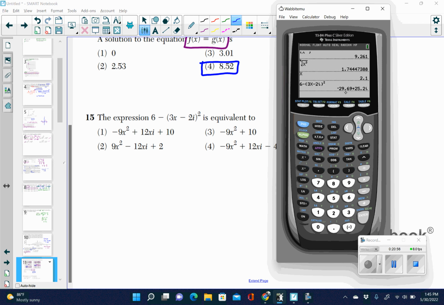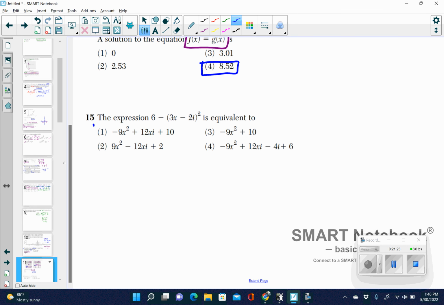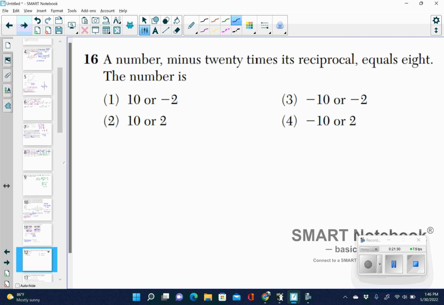So that's what I'm looking for, something that looks like this, equivalent to. Okay, so I'm going to plug each of them in. So I do negative 9x squared plus 12x, xi, second decimal again, plus 10. And again, my target that I'm looking for is negative 29. Boom. I did it on the first shot. Okay. Is equivalent to, boom. This is equivalent. I could stop right there. You can plug the rest of them in and see that that is not the same.